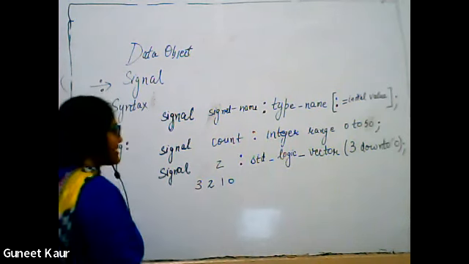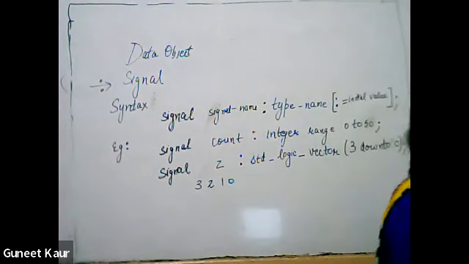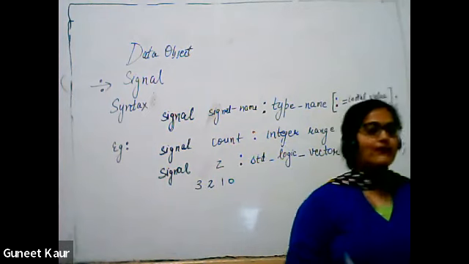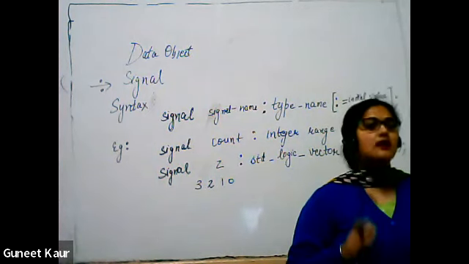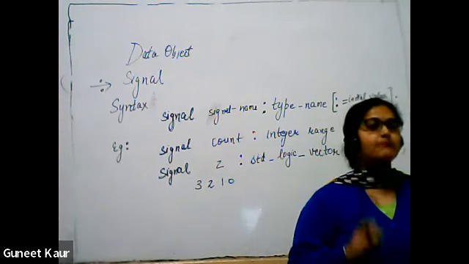So this was the syntax and example of the signal data object, showing how we can write or use the signal data object in our VHDL programming part.